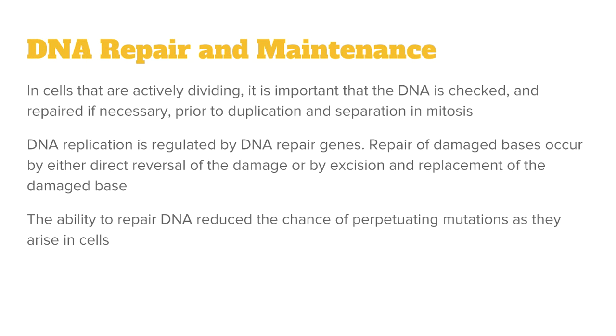So when our cells are dividing, the body actually has some processes in place that allow the DNA to be checked and repaired if necessary, to ensure that these mistakes aren't duplicated, and before this DNA is separated in mitosis. It's usually regulated by DNA repair genes, and repair of these damaged bases might occur by reversing the damage directly, or by excising, so actually taking out that damage and replacing the damaged base which is currently in the DNA.